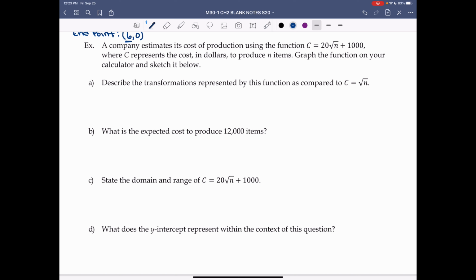A company estimates its cost of production using the function c equals 20 times the square root of n plus 1,000, where c represents the cost in dollars to produce n items. Graph the function on your calculator and sketch it below. Let's start with that.